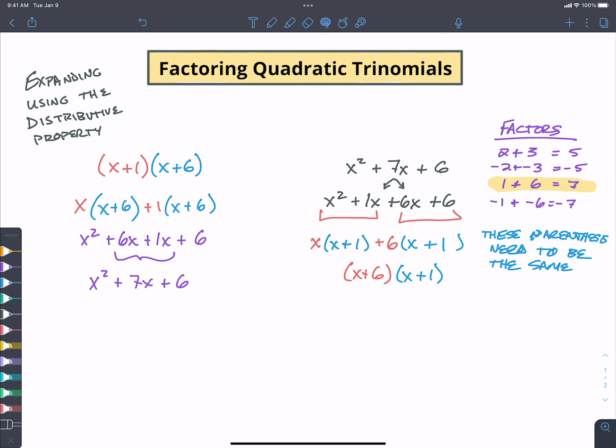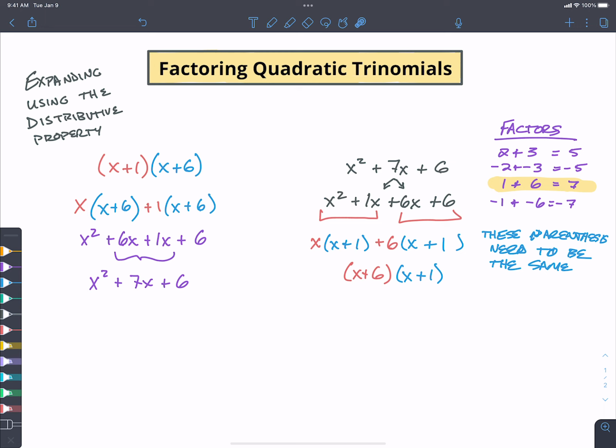And I want you to notice that when we expand this, if we look to see what made this 7x, it was the 6 and it was the 1. So when we multiplied x times 6 and we multiplied 1 times x, that gave us this. And similarly, when we factored this out, this x times this 1 was our 1x. This 6 times the x gave us this 6x.